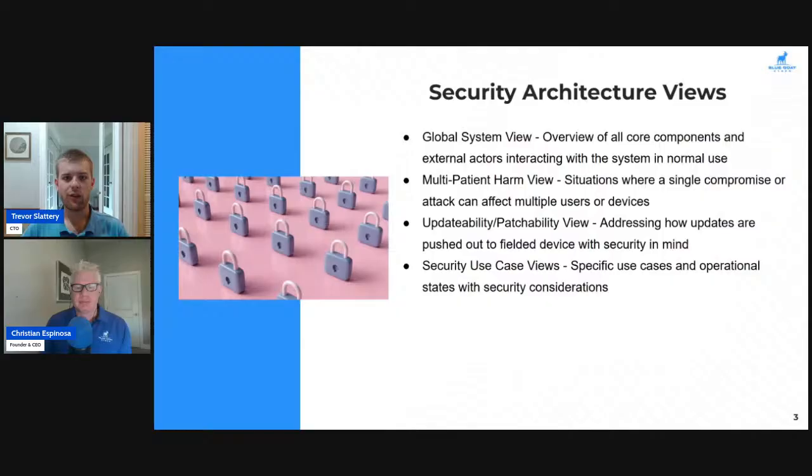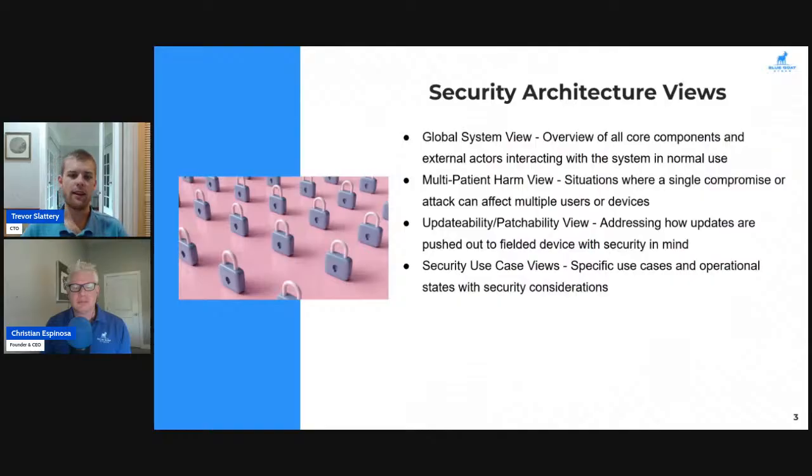The multi-patient harm view captures specific situations or specific use cases where a single compromise or attack can affect multiple users or devices. This is going to be very broad and unique based on the device. Every device has a unique risk profile, and every device is going to have unique multi-patient harm views. We'll talk about some examples of common ones and ways to mitigate them in a bit here.